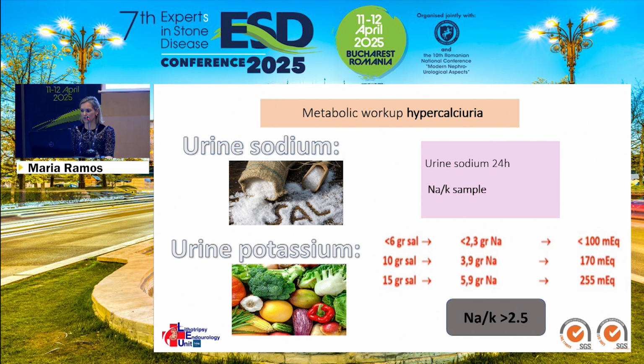On the other hand, urine potassium can be used as a marker of dietary potassium intake and to monitor the adherence to potassium alkalis.